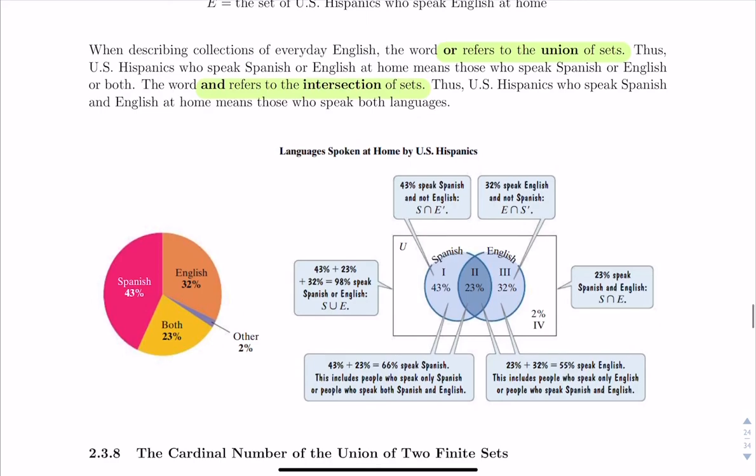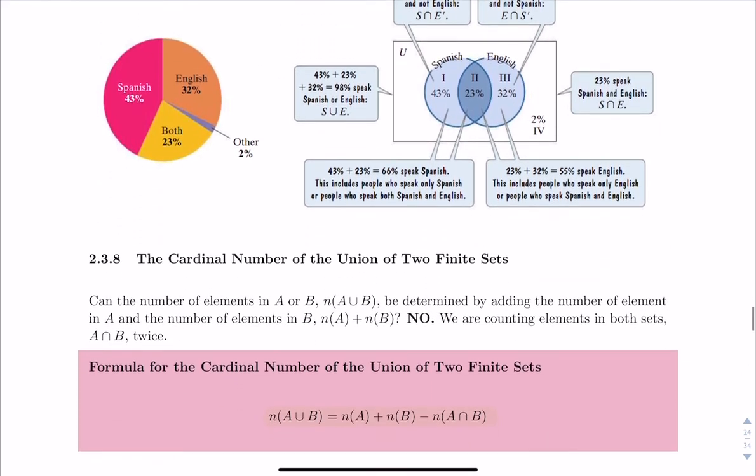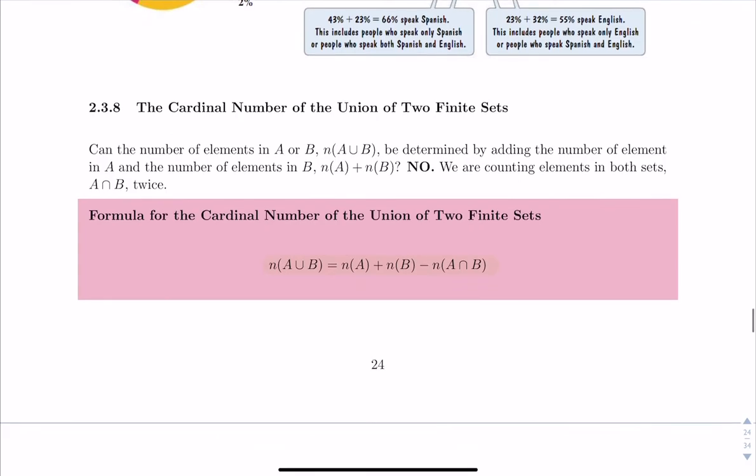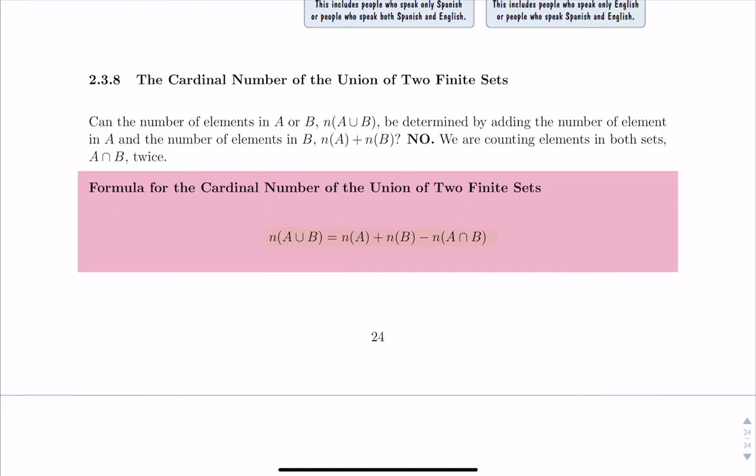And so we can find the number of elements in A or B using that n. It's almost like the cardinality. And so the formula for it is the cardinal number of a union of two sets is the cardinality of A plus the cardinality of B minus the cardinality of the intersection. Because the pieces in that intersection are being double counted, so we have to subtract them off.